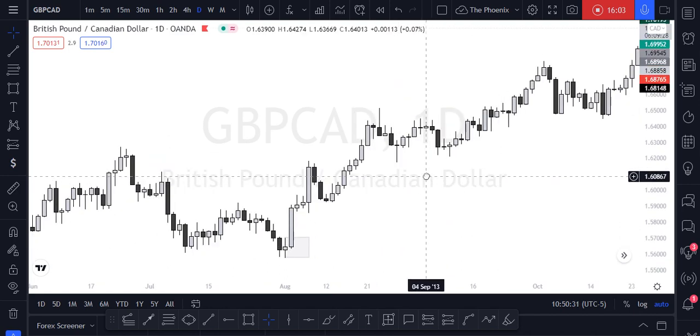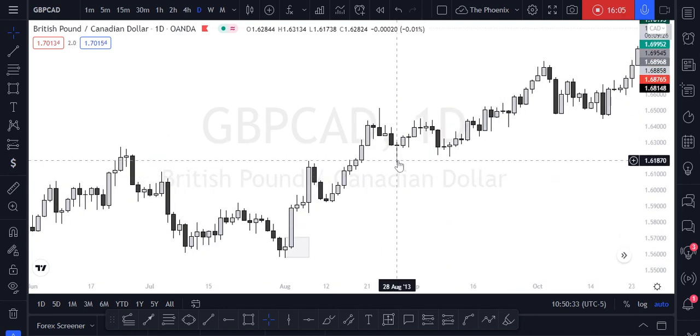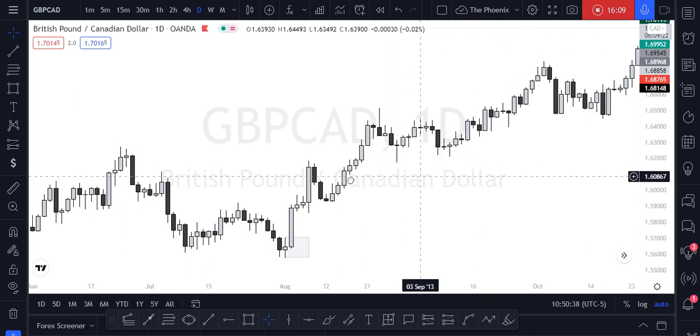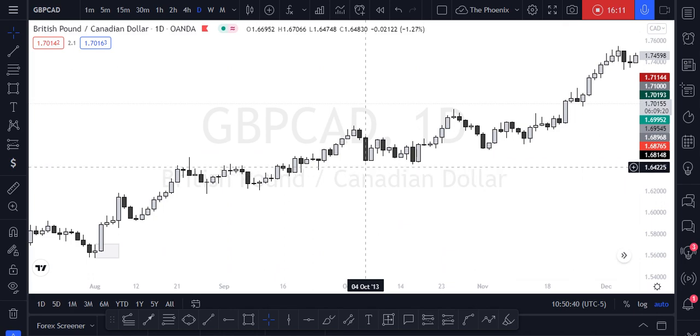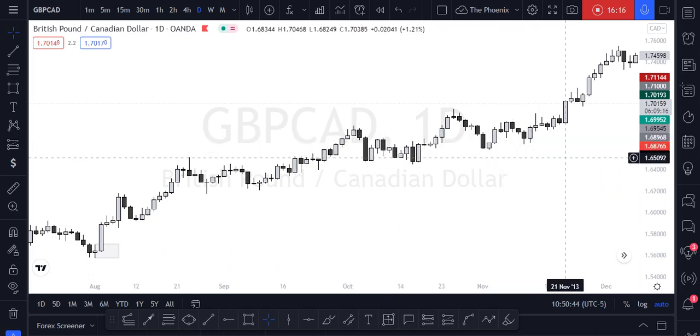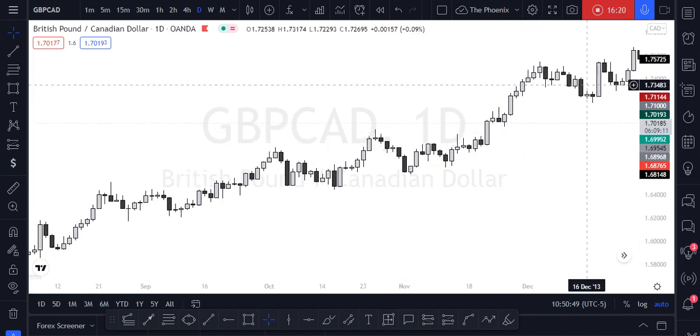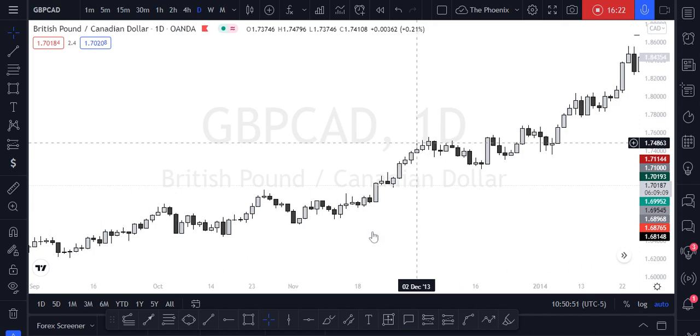I think this is an order block as well. No, actually, it's not. Let's skip that. This is an order block. This is a bearish order block. This is a bullish order block. And I'm sure you get the point.